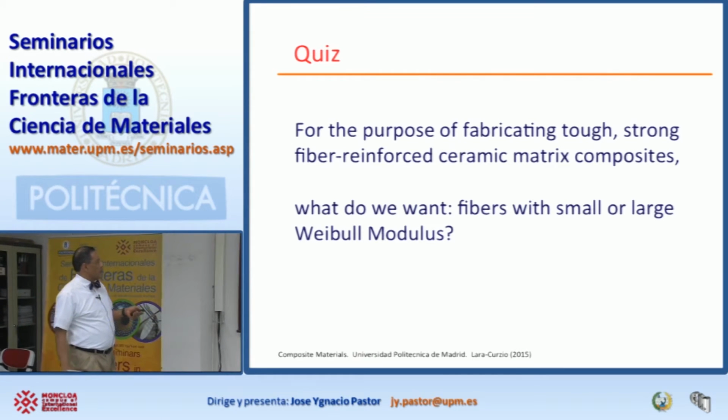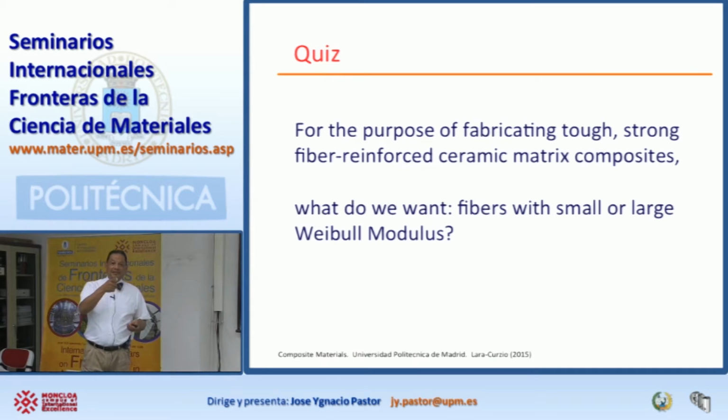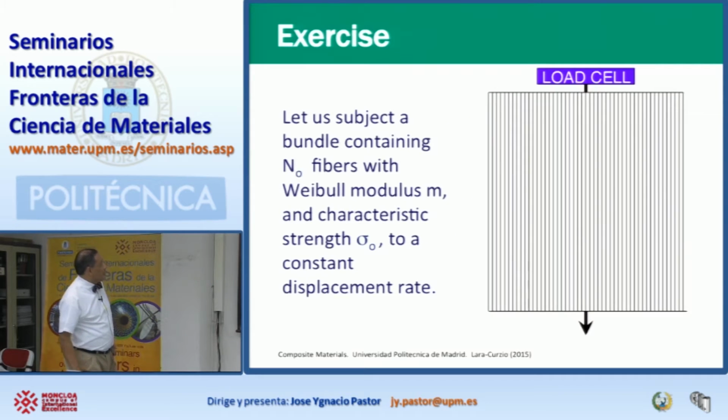And then the other question is, the strength of these fibers that I'm going to use can be described using a Weibull distribution. And we just saw a Weibull distribution a minute ago, okay? So the question I have is, do I want fibers with a small Weibull modulus or with a large Weibull modulus? Okay? Small, okay. Anybody high? No? Everybody small? Okay, well, you guys know the answer already. So let's do a little experiment.